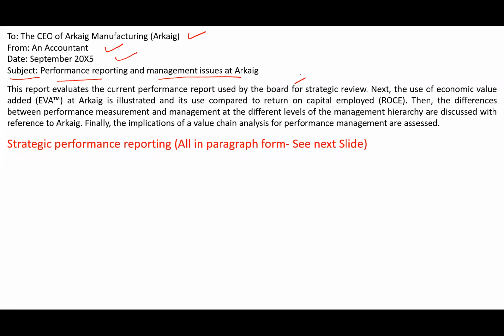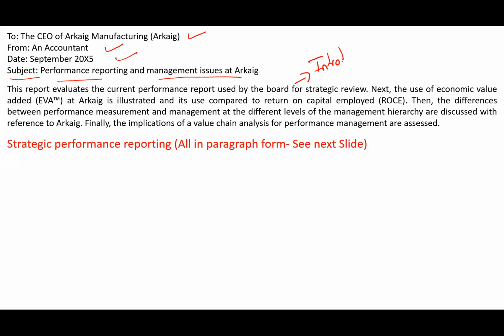First of all, I will take my easy marks, and that is professional marks for the report. The report should include to the CEO from an expert or accountant, date September 2025, subject: performance reporting and management issues. You can write a very reasonable subject. Once you read the requirements, it mentioned performance report, EVA, information at different levels, and lastly the value chain. So, a reasonable subject. Then the introduction paragraph.